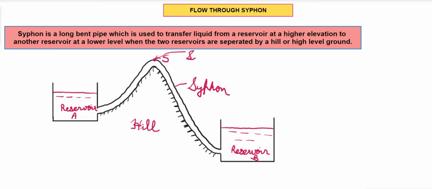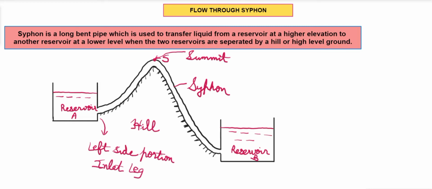Here you can see this point, which is the highest point of the siphon, and that we call it as summit, denoted with the symbol S. Then the left side portion of the siphon, we call it as the inlet leg, and this is the right side portion of the siphon, that we call it as the outlet leg.